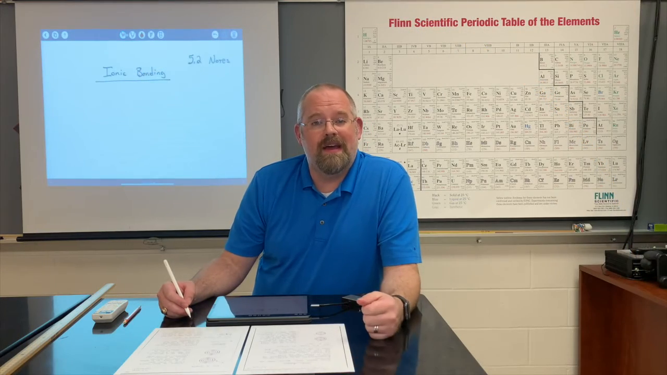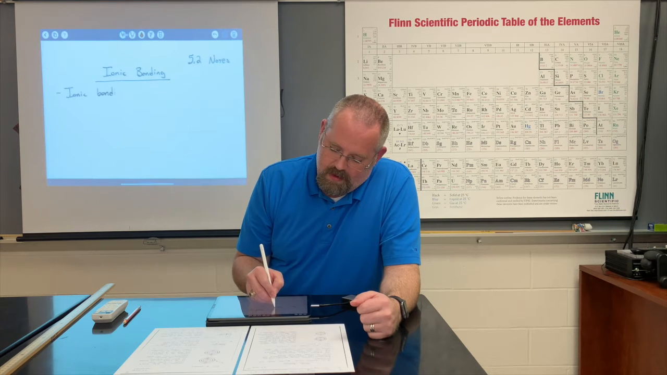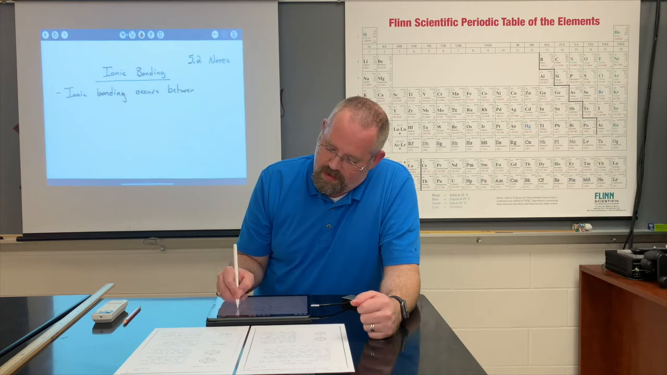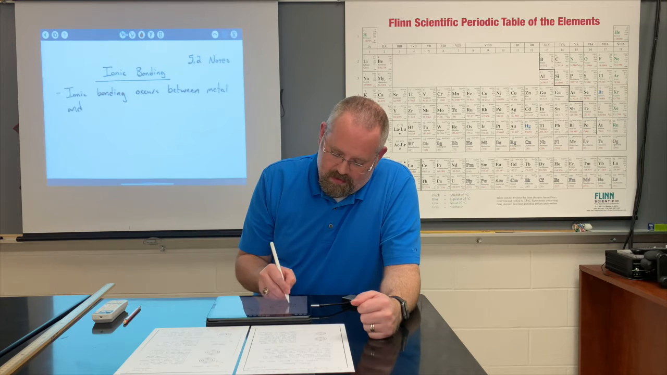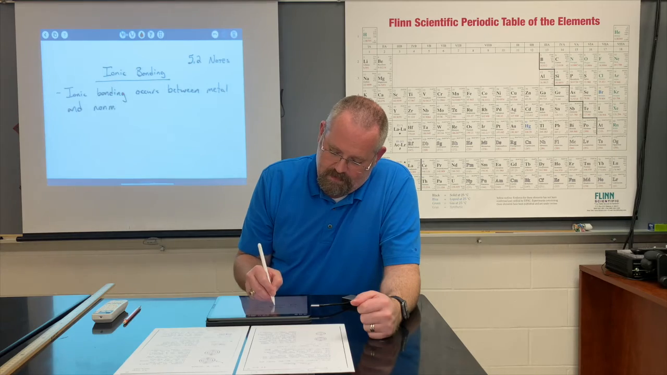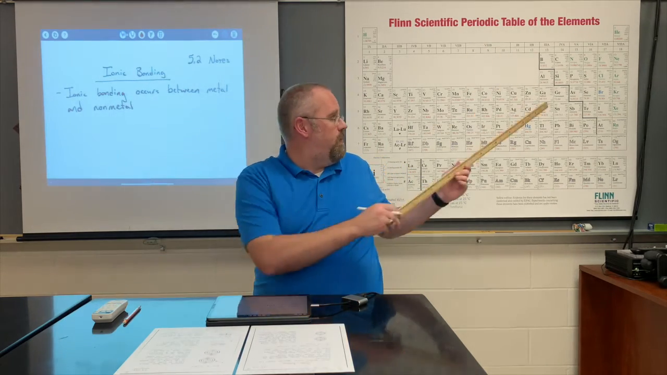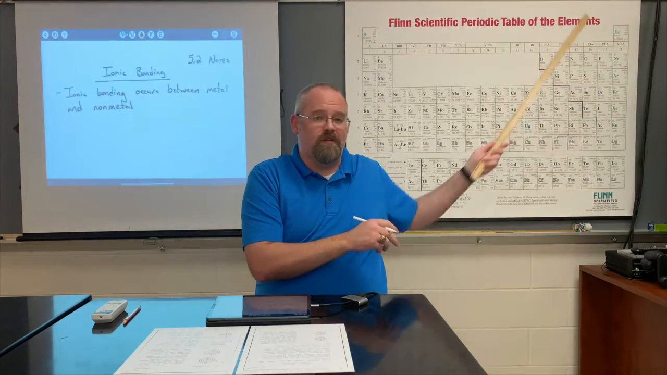Today we're going to talk about ionic bonding. All right. Now, ionic bonding occurs between a metal and a non-metal. Okay. So remember, all of your metals are on the left side of the staircase, and all of your non-metals are over here on the right side.